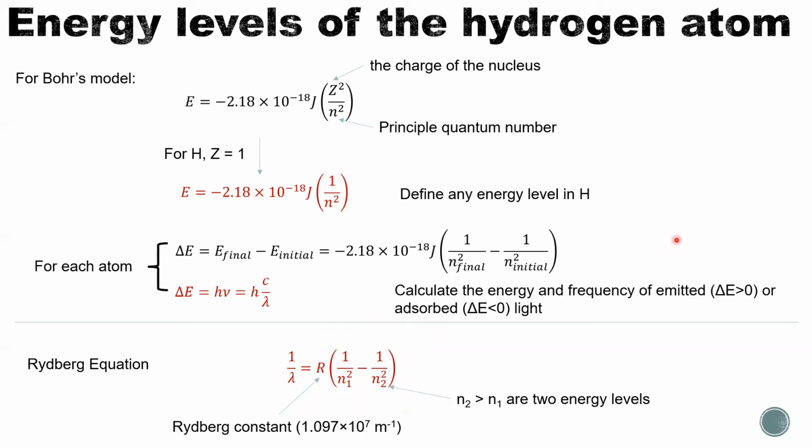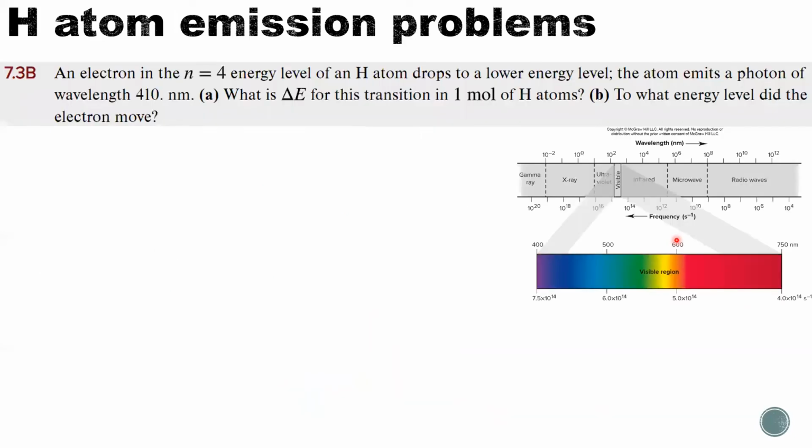All right, so let's take a look at a question about hydrogen atom emission problems. An electron in the energy level n equals 4 of a hydrogen atom drops to a lower energy level. The atom emits a photon of wavelength 410 nanometers. A, what is the energy difference, delta E, for this transition in 1 mole of hydrogen atoms? B, to what energy level did the electron move?